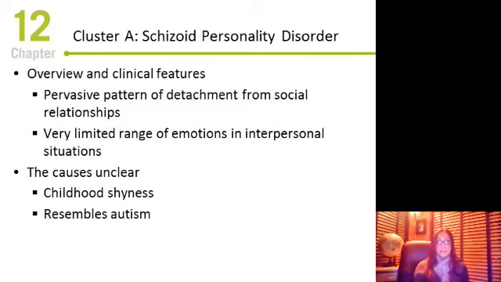Schizoid PD: a pervasive pattern of detachment from social relationships and a very limited range of emotions in interpersonal situations. The etiology is unclear. Features are childhood shyness and a preference for social isolation, which resembles autism.